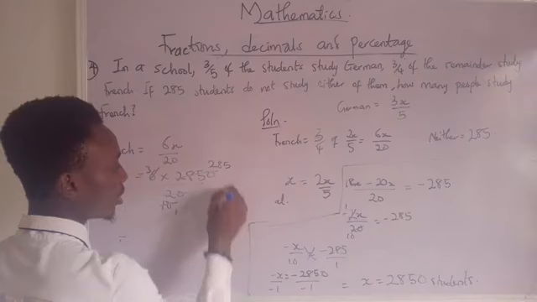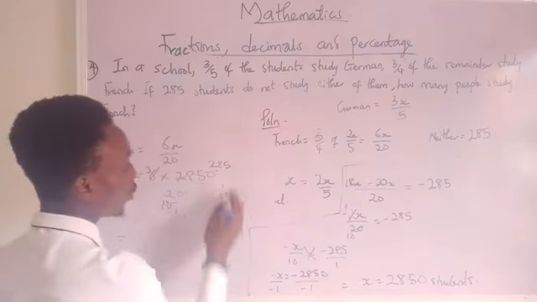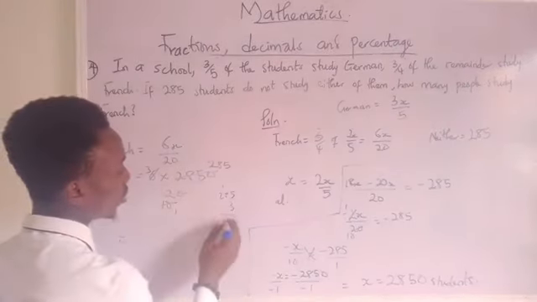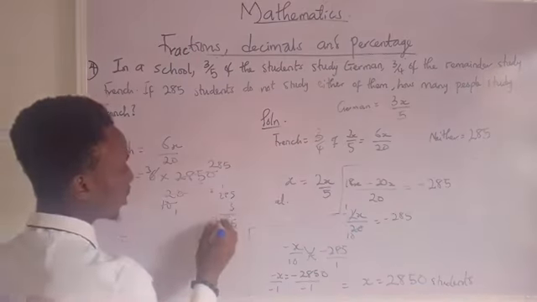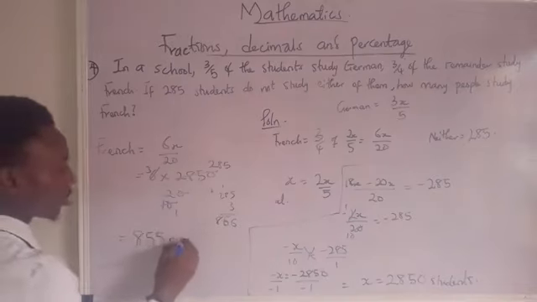This will give you what? 3 times 5, 15. Take 1. 3 times 8 is 24 plus 1, 25. 3 times 2 is 6 plus 2, which is 8. So it gives us 855 students.